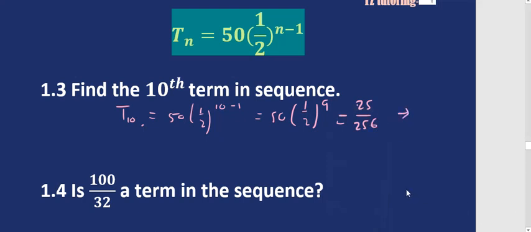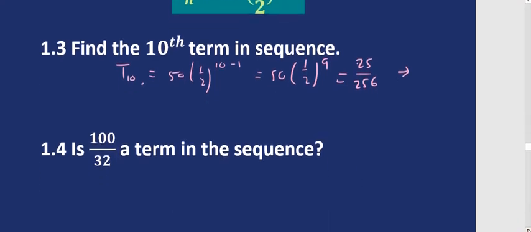All right, so for 1.4, we need to check if this fraction is actually a term in the sequence. And of course, in these questions you substitute a term into Tn, and if you get a whole number for n, then it is in the sequence. If you do not get a whole number, then it's not in the sequence. Similarly to what we did when we looked at number patterns. Okay, so our Tn, of course, we know Tn is equal to 50 times a half to the n minus 1. Right, that's our Tn.